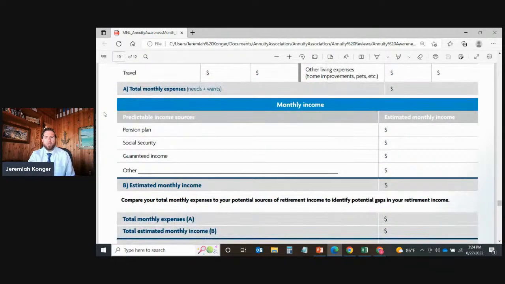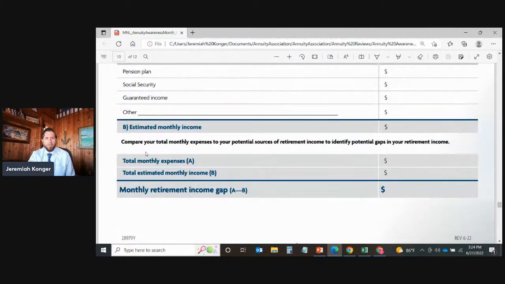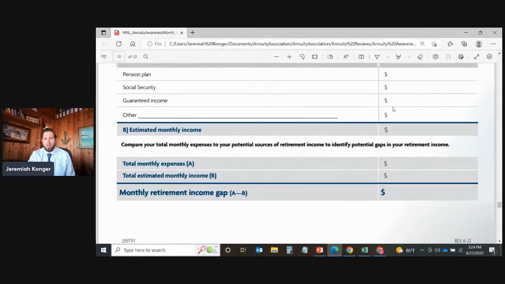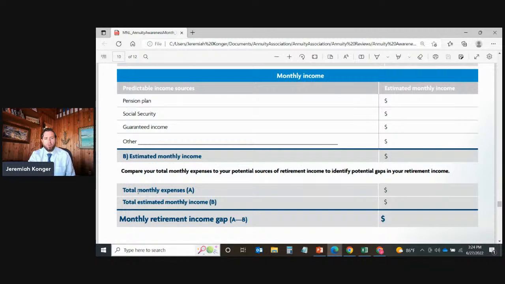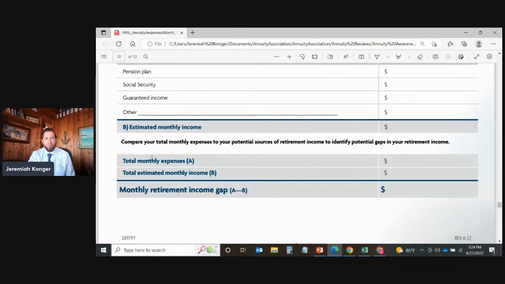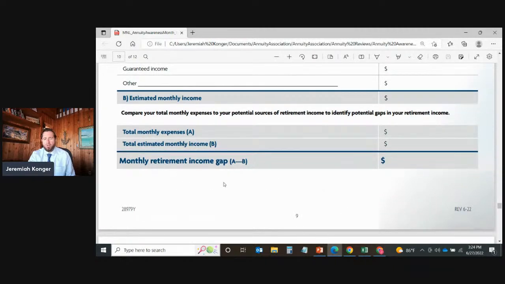And then we want to see what current sources that are predictable do you have to count on now? Things like pensions, if you're blessed to have one, Social Security, and other guaranteed income from things like income annuities. And you'll add all of those up. And then once you've added all of those income sources up, you're going to take a simple formula of your total monthly expenses minus your estimated monthly income. And this is what we call your income gap, the difference between those two.